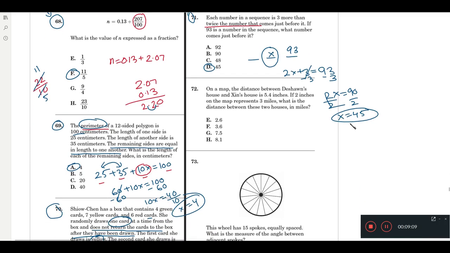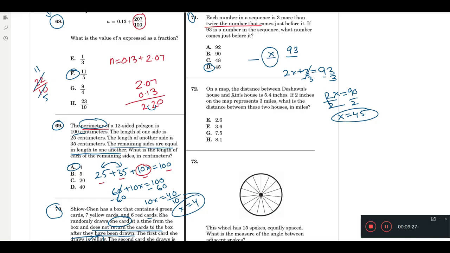Now 72. On a map, the distance between Dashwan's house and Shane's house is 5.4 inches. If 2 inches on the map represents 3 miles, you see, the map distance and the proportions keep coming back and forth, right?